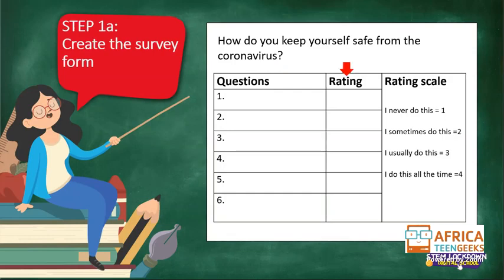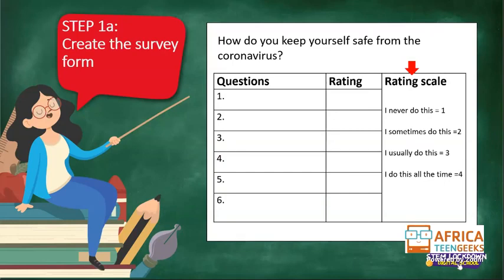And then there's the rating scale. So every question that you ask has to have one of these answers. I never do this, a 1. I sometimes do this, a 2. I usually do this, gets 3, and I do this all the time, gets 4. Okay.